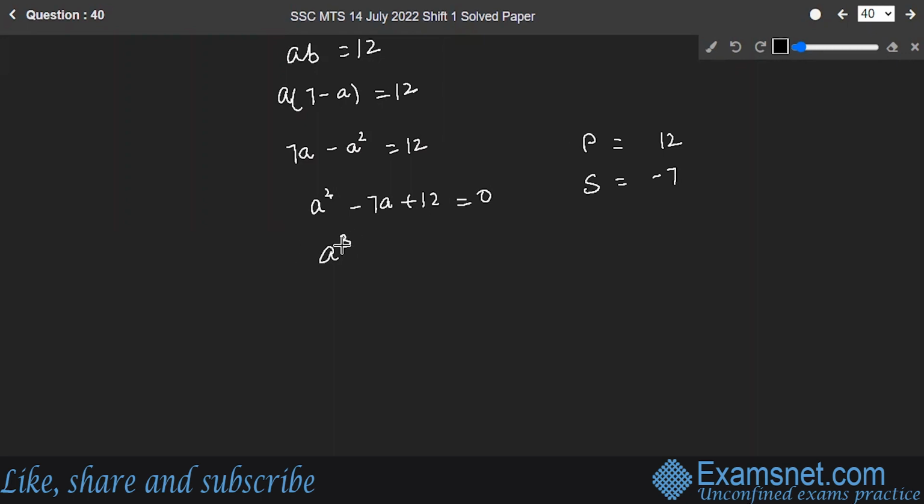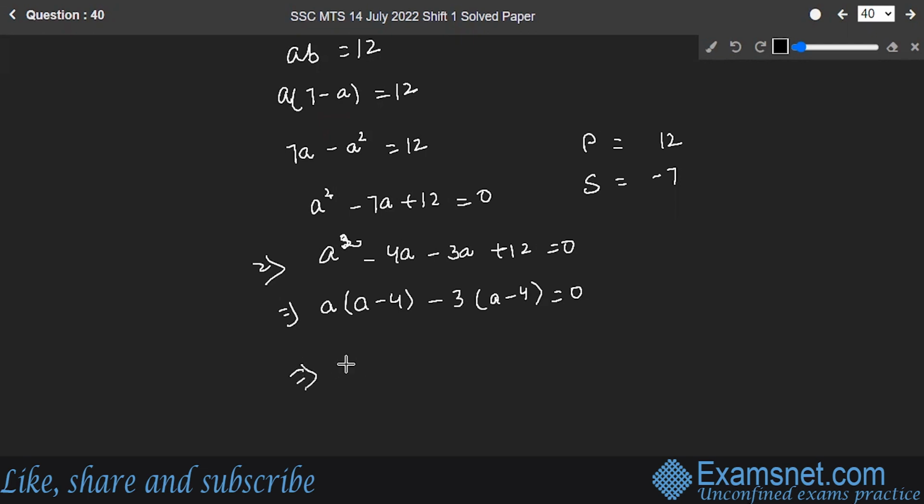A square minus 4A minus 3A plus 12 is equal to 0. So this gives you A into A minus 4, minus 3 into A minus 4 is equal to 0, which gives you either A is equal to 3 or A is equal to 4. Now, if I put A is equal to 3, then the value of B will be 4. And if I put A is equal to 4, then the value of B will be 3.